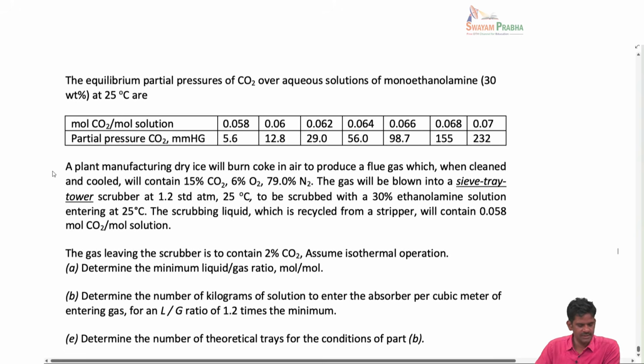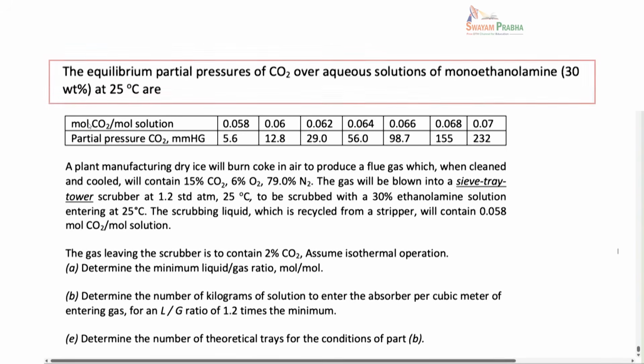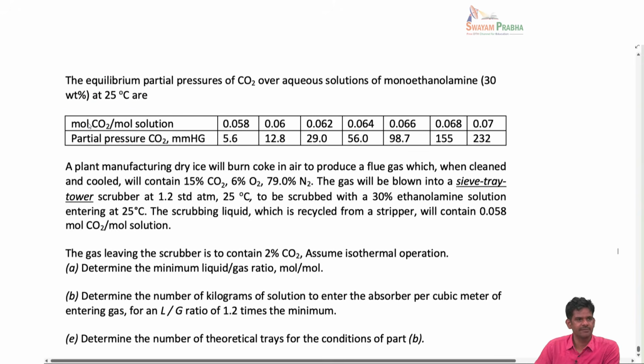So here you can see that this is the equilibrium partial pressure of CO2 over aqueous solution of methanol amine at 25 degrees Celsius. So generally the equilibrium line is okay. I will upload this in Moodle, so you don't have to take pictures of that. But one thing you will see here is that in this problem the equilibrium line is really curved, because you see the inlet composition is 15% CO2.